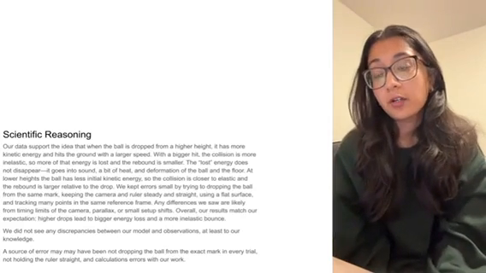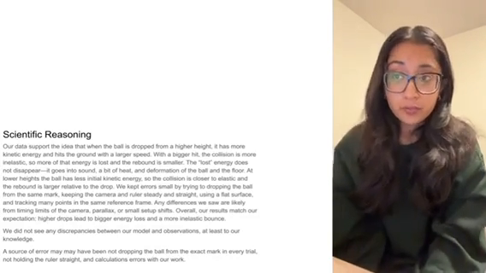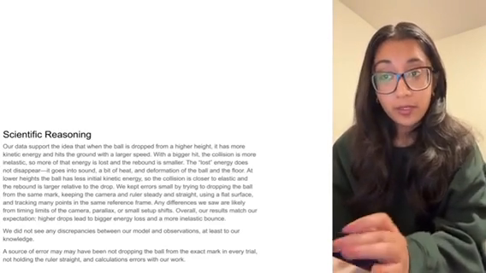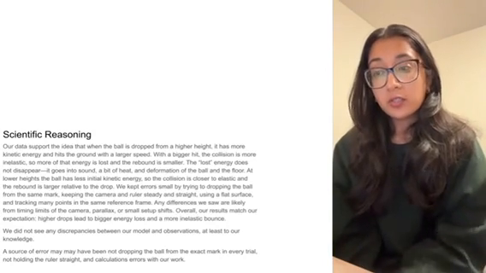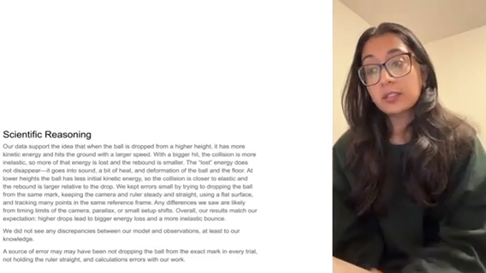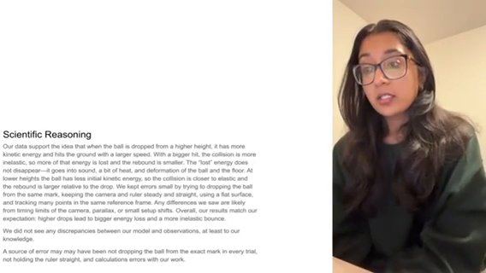So for our scientific reasoning, our data supports the idea that when the ball is dropped from a higher height, it has a greater kinetic energy and hits the ground with a larger speed. With a bigger hit, the collision is more inelastic, so more of the energy is lost and there's a smaller rebound. The lost energy does not disappear, it goes into sound, a bit of heat, and deformation of the ball on the floor. At a lower height, the ball has less kinetic energy, so the collision is closer to elastic and the rebound is larger relative to the drop.